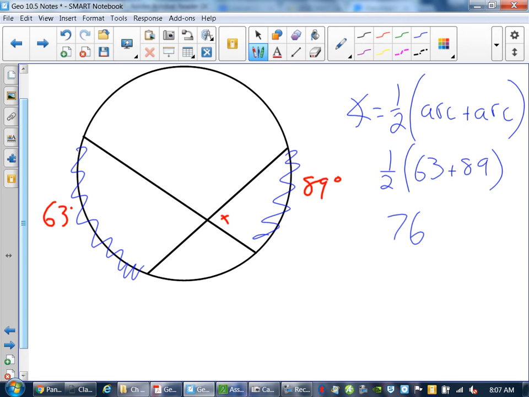So, her question was about, do we have vertical angles now? Yes. Because now you know that if this is 76, then you know that this is 76. Therefore, this is going to be what? 104 and 104.